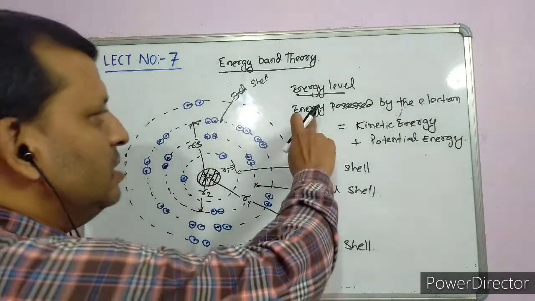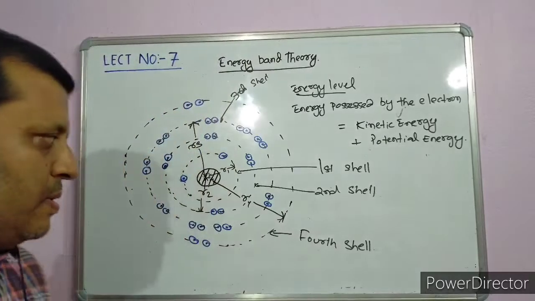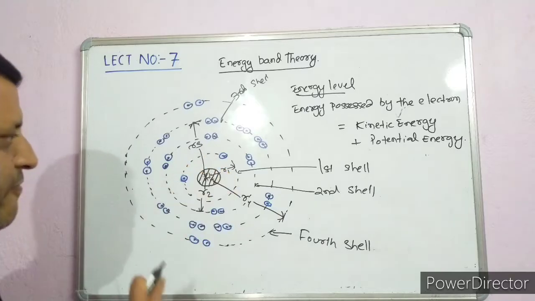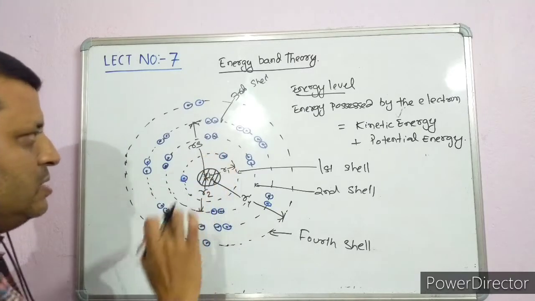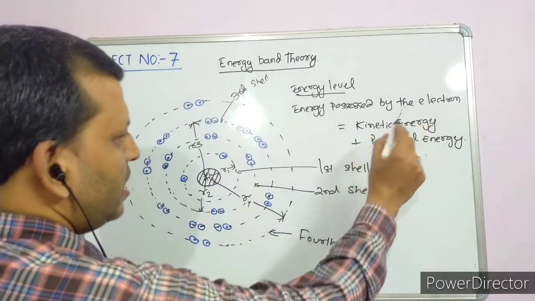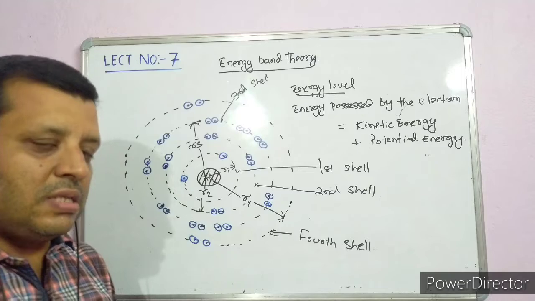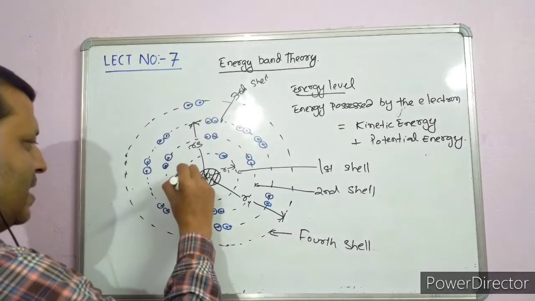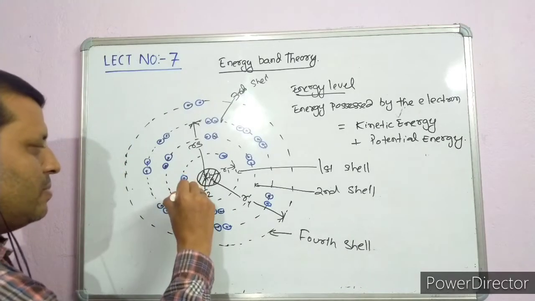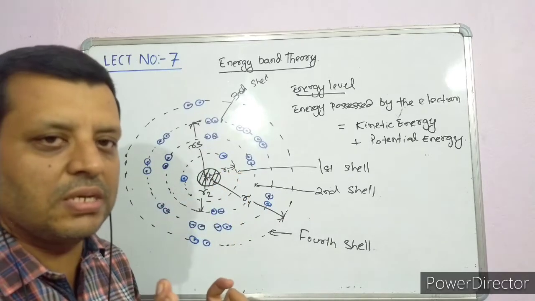Our theory says that the energy possessed by the electron is the sum total of kinetic energy and potential energy. Let us consider these two electrons which are revolving in the first cell. These two electrons possess energy which is nothing but the kinetic energy and potential energy. This energy is nothing but the energy of that cell. So whatever may be the number of electrons moving in this cell, they should have the same amount of energy.